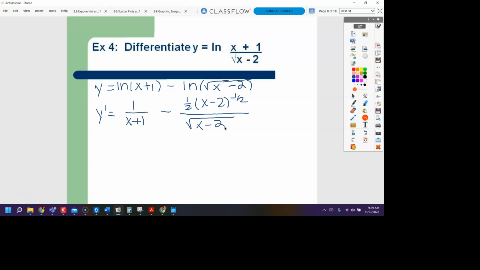It's going to clean up really nice because that square root to the negative over the square root to the bottom is really like negative a half minus 1/2. So you get negative 1. So this is going to actually take the square root completely away. The square root times the square root go away. So you get 1 over x plus 1 minus 1 over 2 times x minus 2.